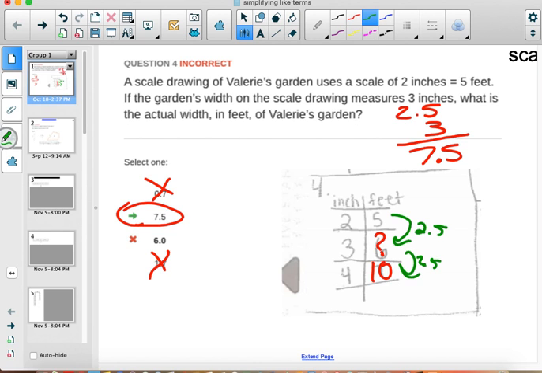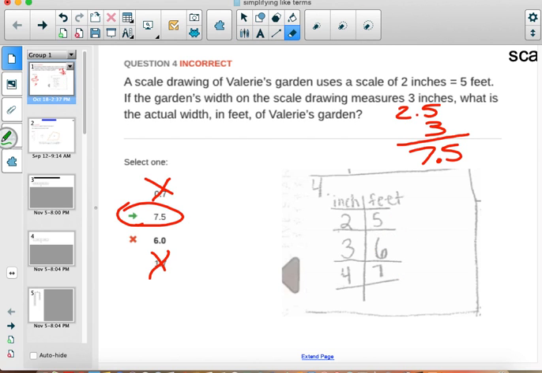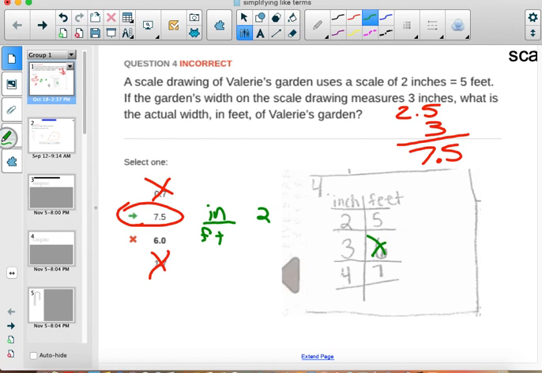Okay, good. One more thing I'll show you on this one is proportion. So if you were trying to figure out what this is, you could say inches over feet. 2 is to 5 as 3 is to x. We don't know what x is. You multiply by what you know and divide by the outside. 3 times 5 is 15. 15 divided by 2 is 7.5.